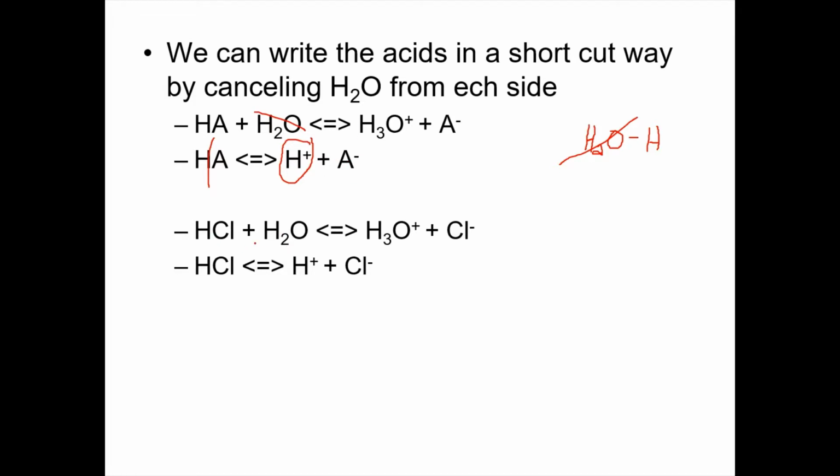And we see it down here. With HCl, what's really happening is HCl reacts with water, the hydrogen jumps onto the water molecule forming hydronium and chloride. But we can write it as the H separates from the chloride, forming H plus and Cl minus. Same thing, okay.